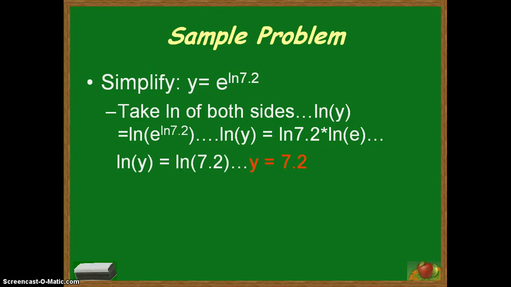Okay? Then what I do is I say, okay, wait a minute. That's like the natural log of something raised to the n power, so I can bring that natural log of 7.2 down as a coefficient. So I get the natural log of y equals the natural log of 7.2 times the natural log of e. Well, guess what the natural log of e is equal to, boys and girls? 1. You got it. So now I have the natural log of y equals the natural log of 7.2. So if I'm taking the natural log of two things and those natural logs have to be equal, doesn't y have to equal 7.2? So I could simplify e to the natural log of 7.2 to just 7.2.